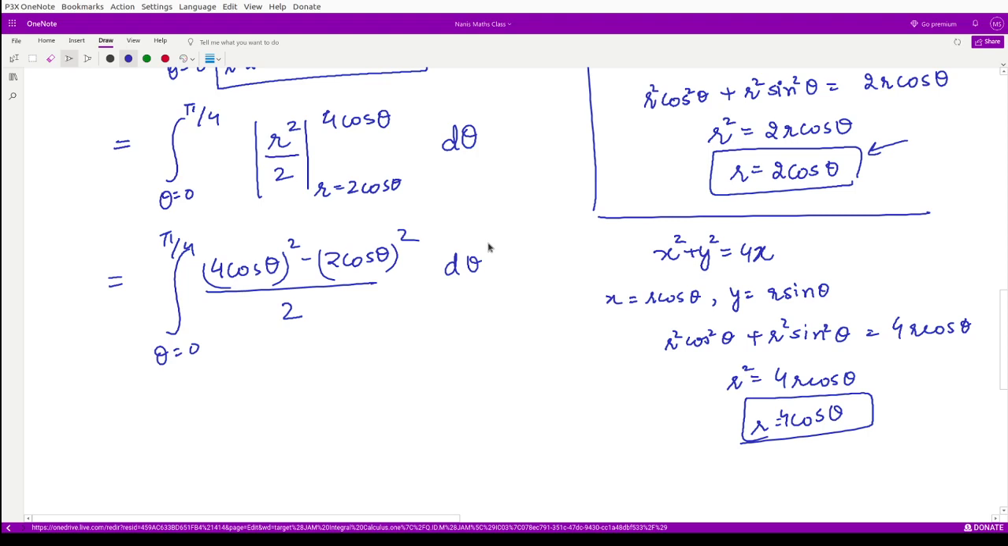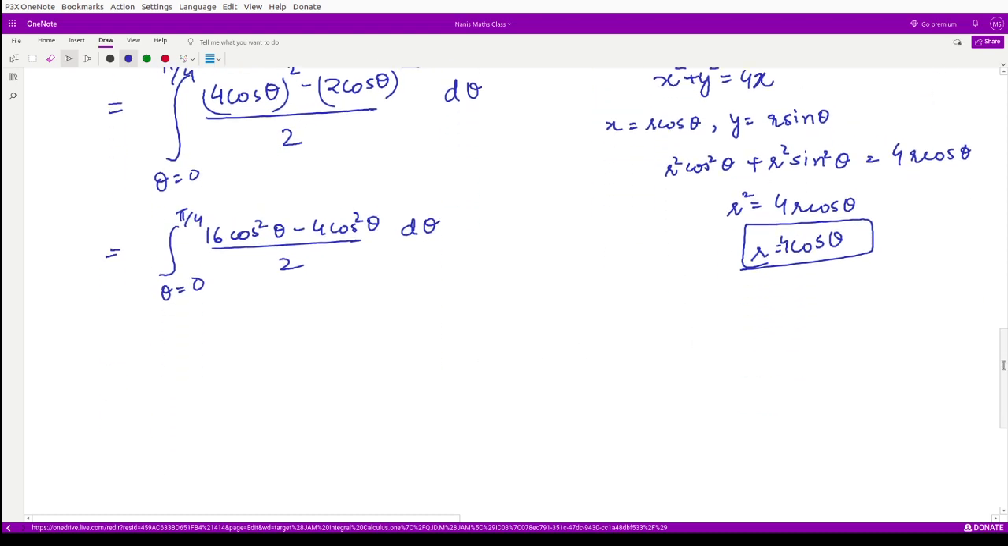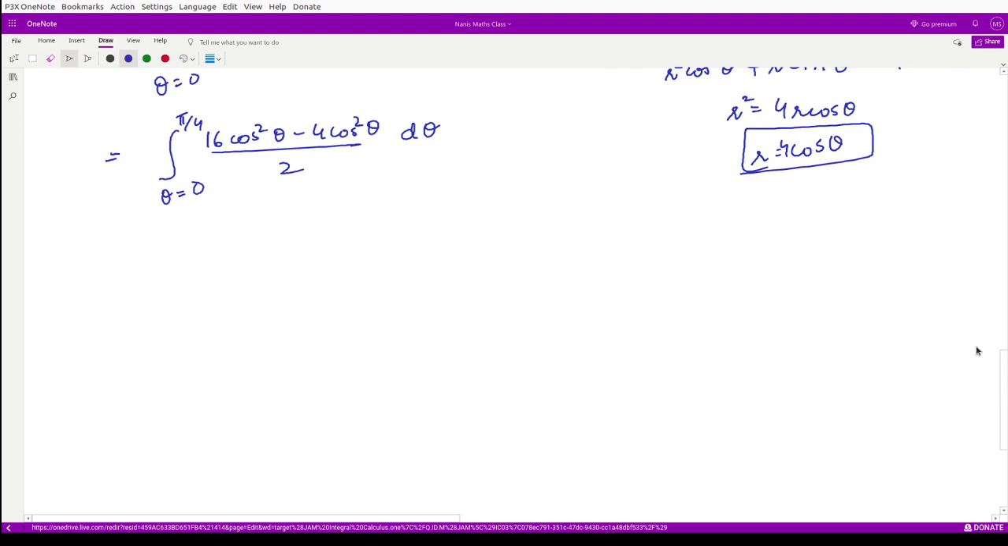Okay, so how can we solve this integration? Here we can simplify this term. So it would be 16 cos square theta minus 4 cos square theta divided by 2 d theta. So this is equal to 16 minus 4, that is 12, and 12 divided by 2, that is 6 cos square theta d theta, and the integration varies from 0 to pi by 4.